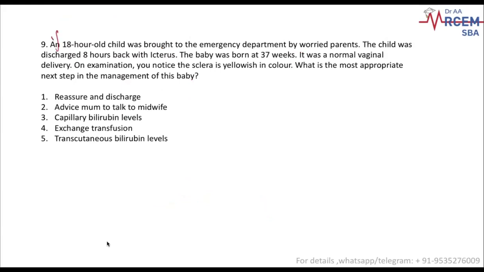An 18 hours old child was brought to the emergency department by a worried parent. The child was discharged 8 hours back with icterus. The baby was born at 37 weeks. It was a normal vaginal delivery. On examination, you notice that the sclera is yellowish in color. What is the most appropriate next step?